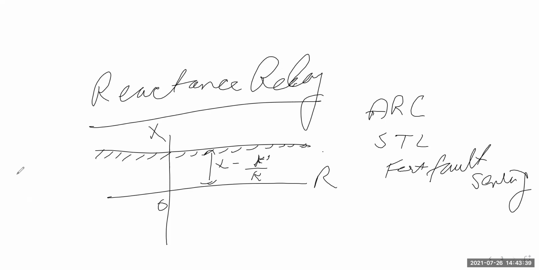Now the disadvantage: it cannot be used for locating the fault. First, it cannot locate the fault. Second, it will not be able to distinguish between a fault in our station and other stations. And it is not suitable for a long transmission line, since it is meant for a short transmission line.